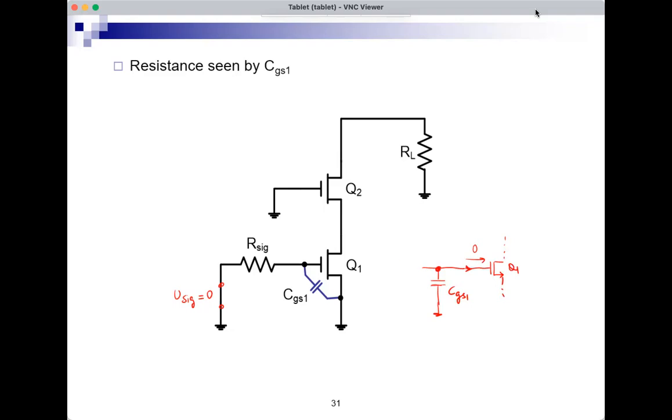Looking to the left, what do we see? Looking to the left, there is RSig to ground. And we can quickly say that CGS1 will only see RSig to ground. Actually, it sees RSig in parallel with what it sees looking to the right, but looking to the right is an infinite resistance. So it will see RSig in parallel with infinity, which is RSig. So that's the resistance seen by CGS1: RSig.